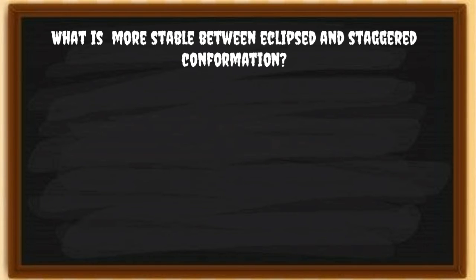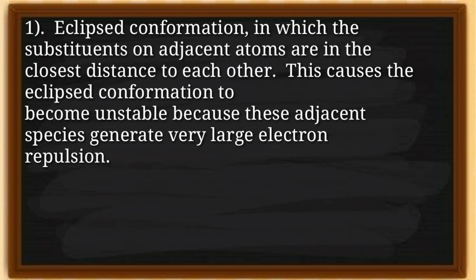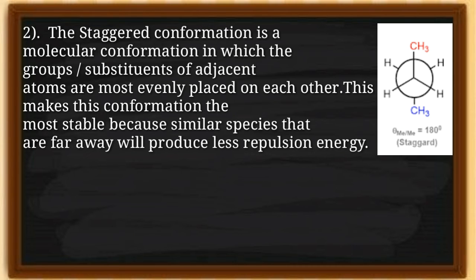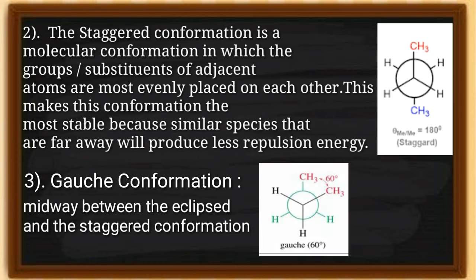So what is more stable between eclipse and staggered conformation? The answer is staggered conformation. This is because in the eclipse conformation, the substituents on adjacent atoms are at a close distance to each other. This causes the eclipse conformation to become unstable because the adjacent species generate very large electron repulsion. And the staggered conformation is a molecular conformation in which the groups or substituents of adjacent atoms are most evenly placed from each other. This makes this conformation the most stable, because similar species that are far away will produce less repulsion energy. And the last is the gauche conformation, midway between the eclipse and staggered conformations.